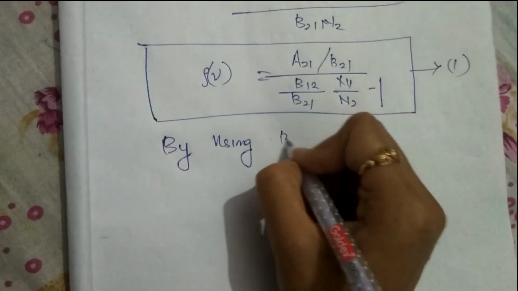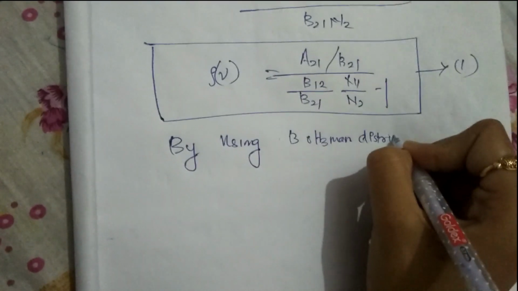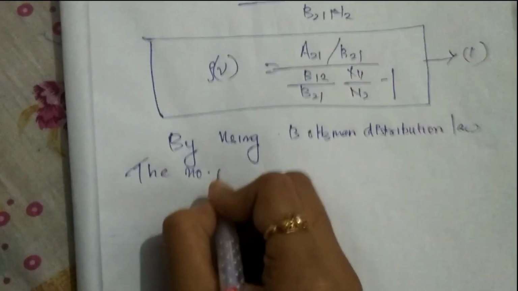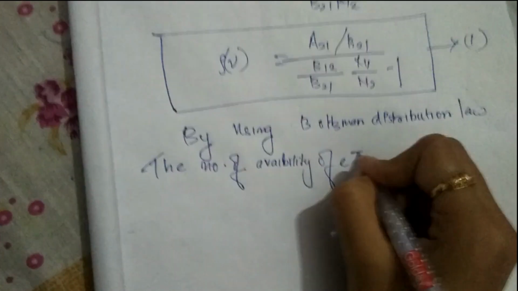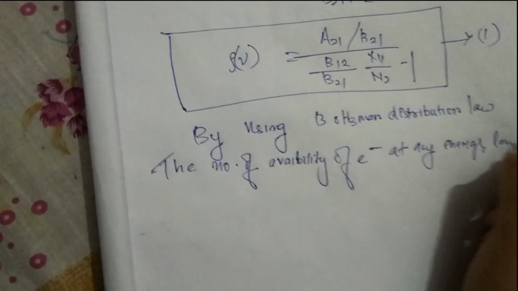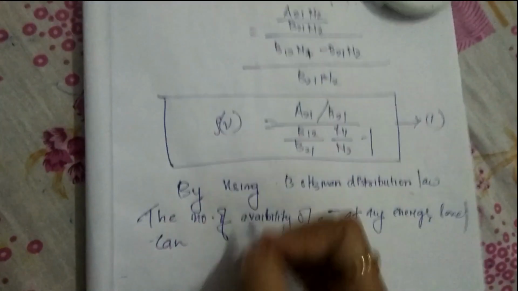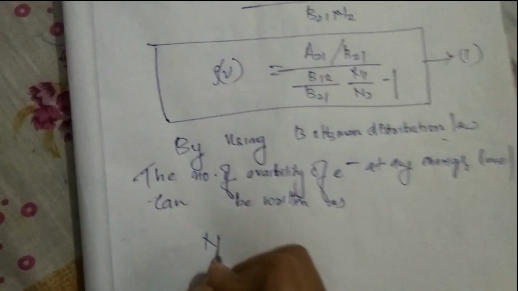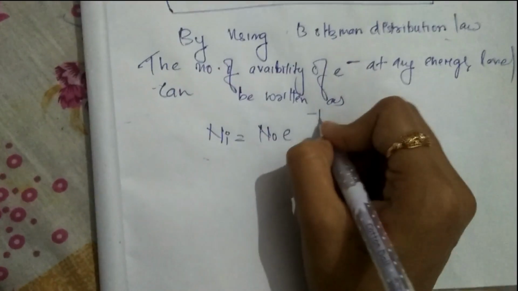Means by using Boltzmann distribution law, the number of availability of electron at any energy level can be written as Ni, the number of electrons in the ith level, equals N naught e to the power minus Ei by kT.